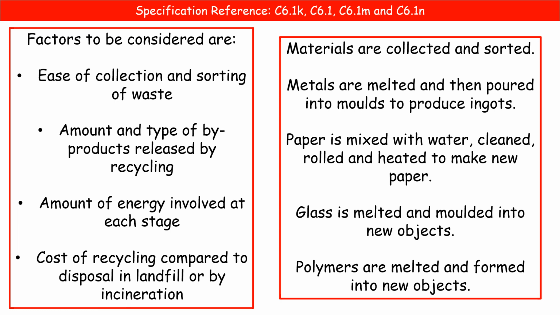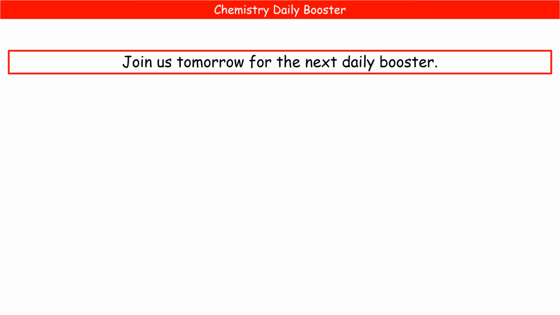If we're talking metals, then we melt them and then we pour them into molds to produce these things called ingots. If it's paper, we're going to mix it with water, clean it, roll it, heat it, and then we've got new paper from it. Glass, melt it again and mold it. And polymers, we melt and we mold into new objects. So realistically, if you're not certain about how we actually go through the process of recycling material, melt it and mold it into a new shape is always a good place to start, as we can see.